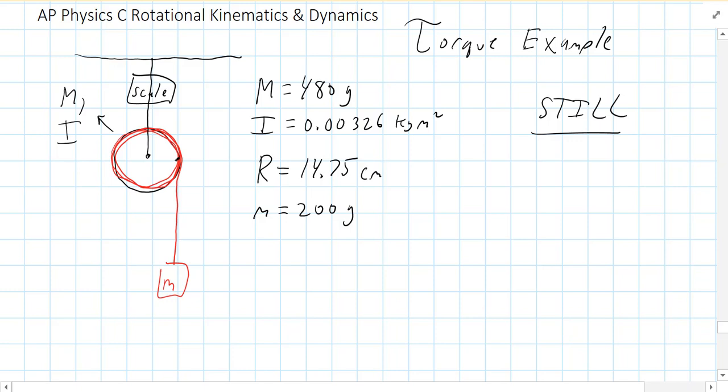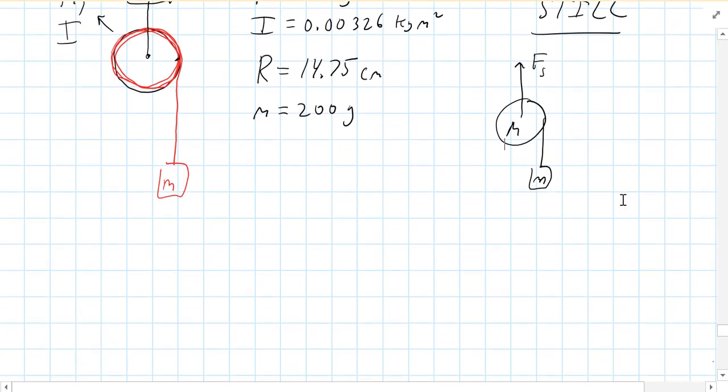All right, let's draw an FBD. So here's the wheel, here's the little mass hanging over the edge, and you're going to have the force. I'll call it Fs for scale. It's a tension force, but we'll call it scale. What's the force of that scale? Oh, and the pulley has a mass big M. Okay. Well, this is pretty easy.